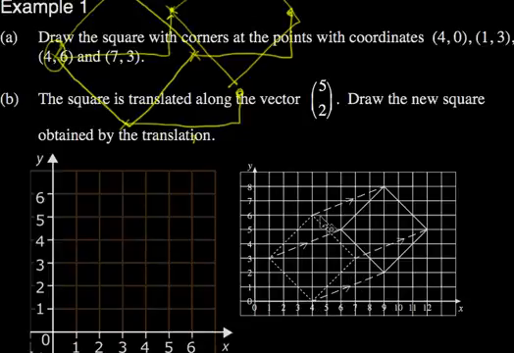So every one of these corners has moved 5 across and 2 up. And this is simply what translation means. Notice the shape hasn't changed shape, it's just moved place.